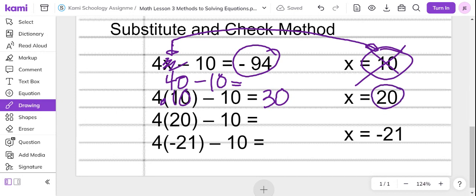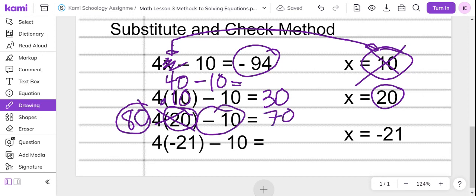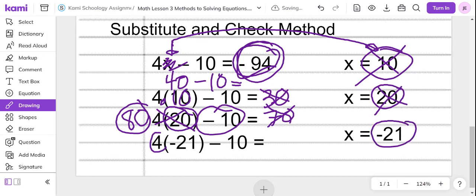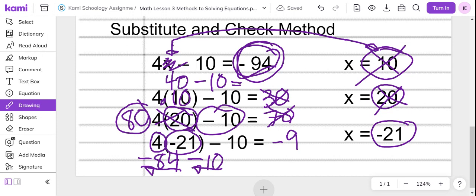If we check 20, 4 times 20 is 80, and then 80 minus 10 is 70. So again, we need negative 94. So we need more negatives. So those are not going to work. So if we make it negative, so we got 4 times negative 21, that's negative 84. And negative 84 minus 10, this is negative, and minus 10 is also negative. That equals negative 94.